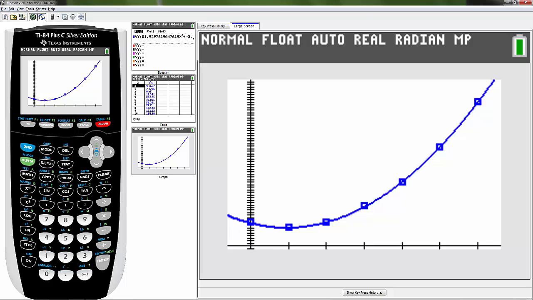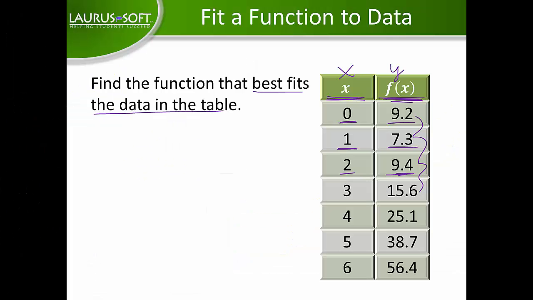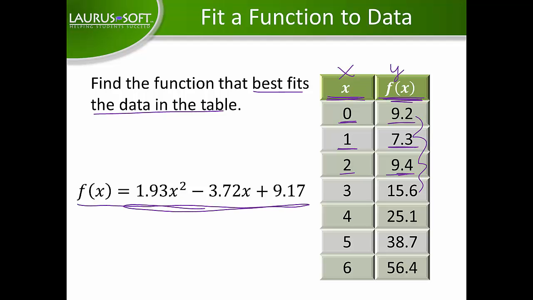We're going to plug in those values. We know the equation, so let's go back to the problem and write in the a, b, and c values. So f of x equals 1.93x squared minus 3.72x plus 9.17. Okay, so that's how you can find the function that best fits the data. Type in your points right here and let the calculator do the work.